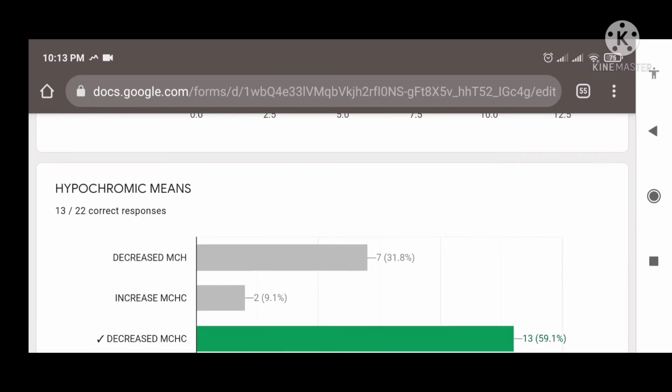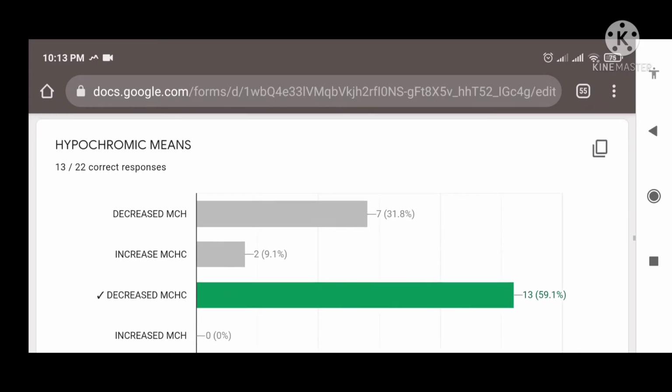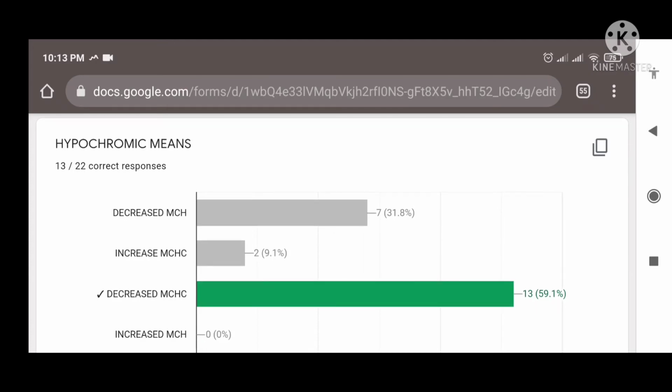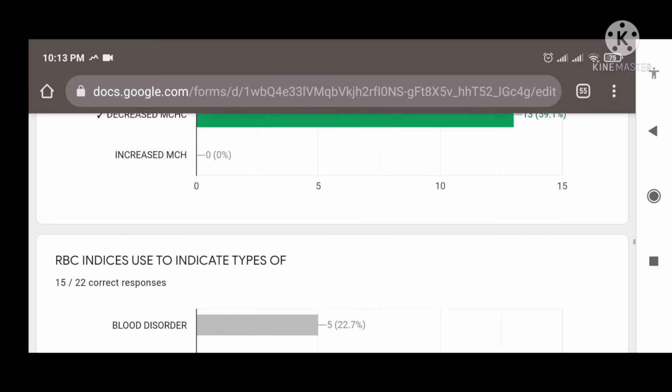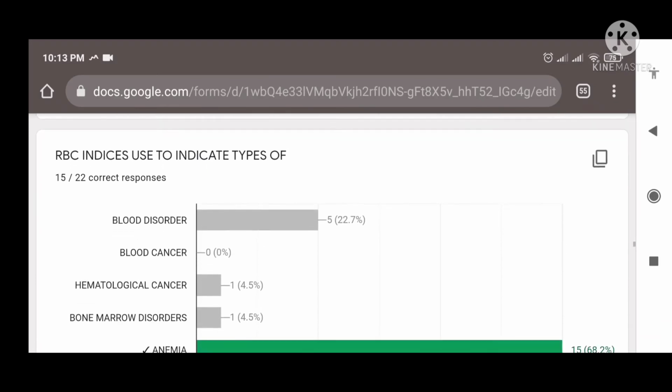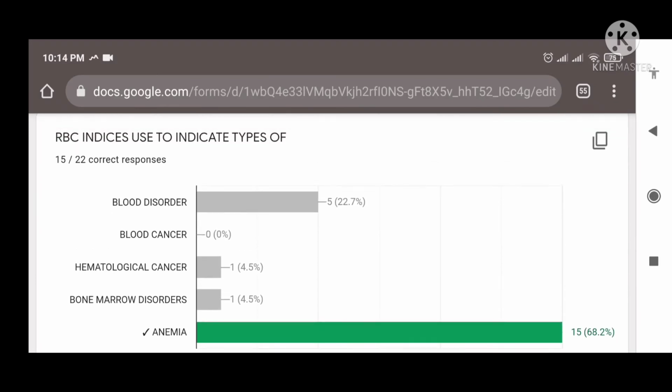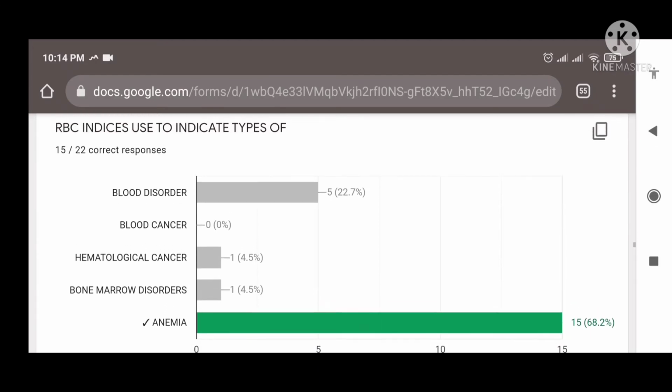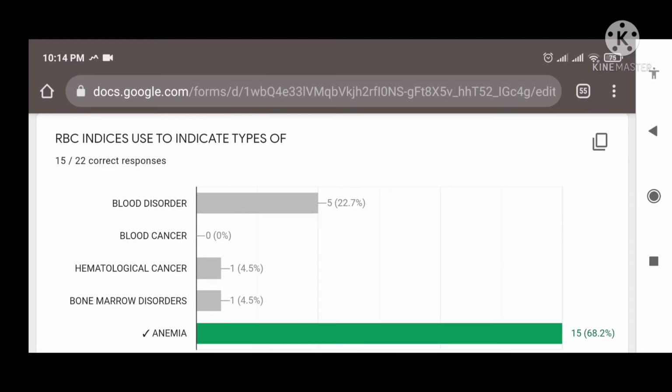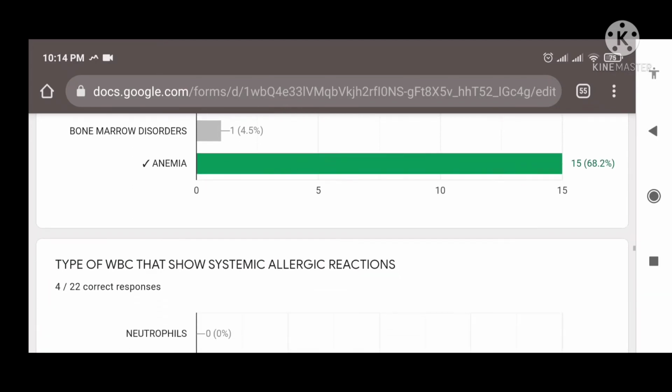Next question: hypochromic means. Chromic indicates the color part, and the color part in the RBC indices is MCHC, and hypo means decrease, so decreased MCHC is the right answer. RBC indices are used to indicate the type of anemia, because in the RBC we are talking about MCH, MCHC and MCV, and these indices reflect only the anemia in this case.